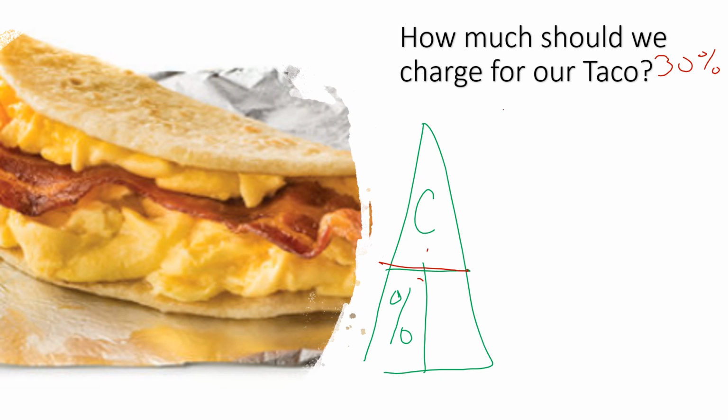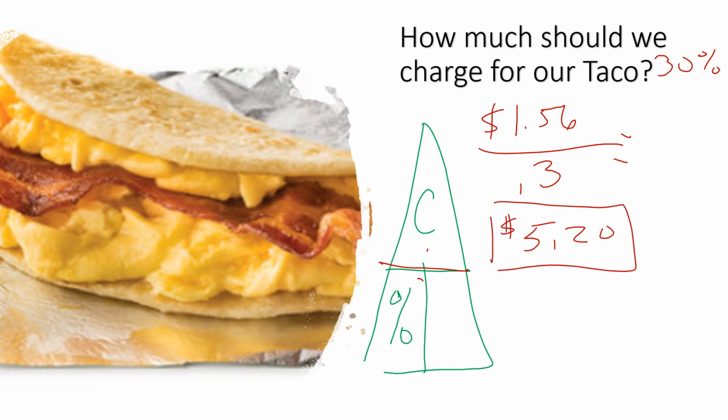So our cost, we know, is $1.56. We divide that by 0.3, and we get, hey Siri, what is 1.56 divided by 0.3? 1.56 divided by 0.3 is 5.2. $5.20 is what we should charge for this taco.